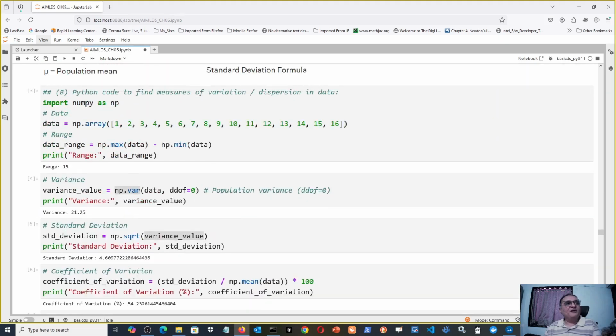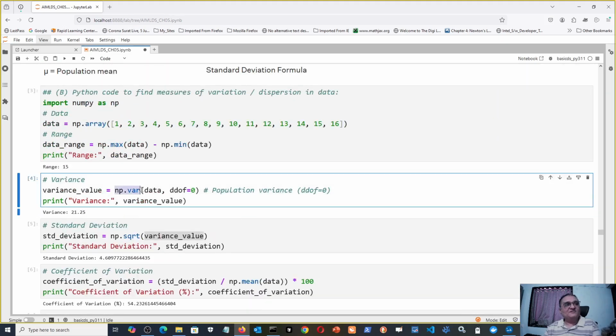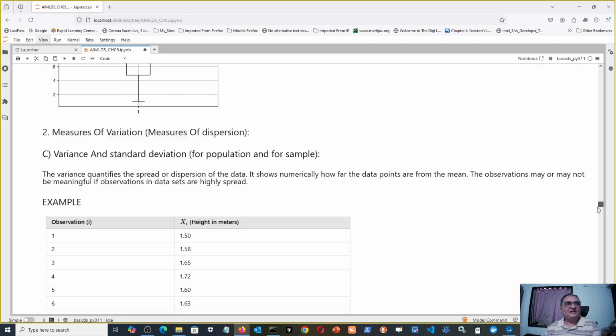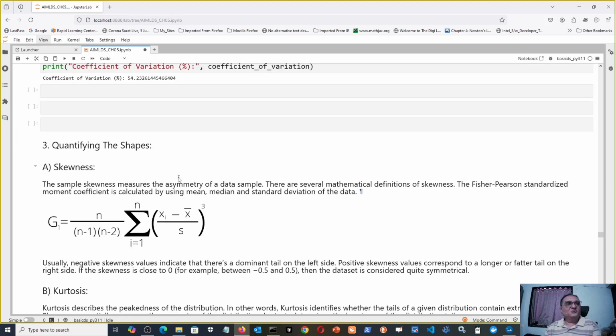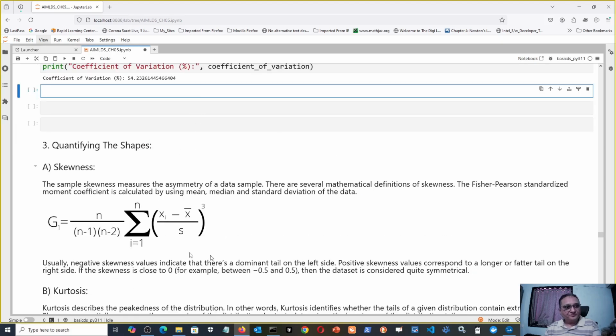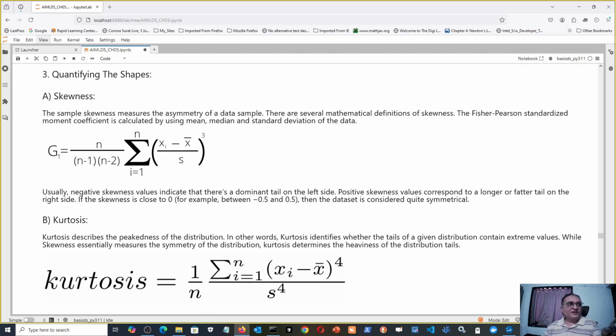Now, so we find these by code only. That is what I'm saying: NumPy makes things very easy for us. We don't do all this manual calculation and sit with pencil and pen and everything. We just do it this way. Okay. Now, in the next lecture we will talk about skewness of the data set.